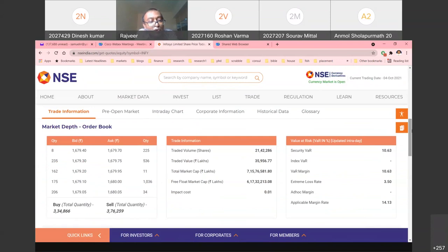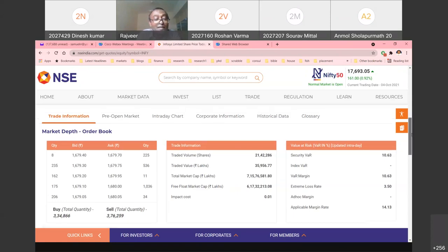So you can see bid quantity, ask quantity. So bid is 8 and ask is 225. You can treat bid as the buyers and ask as the sellers. If sellers are more, price will come down. Remember, it is supply demand. Share prices are totally determined by supply demand dynamics. Nothing more, nothing less. So in this case, seems like there are more sellers.